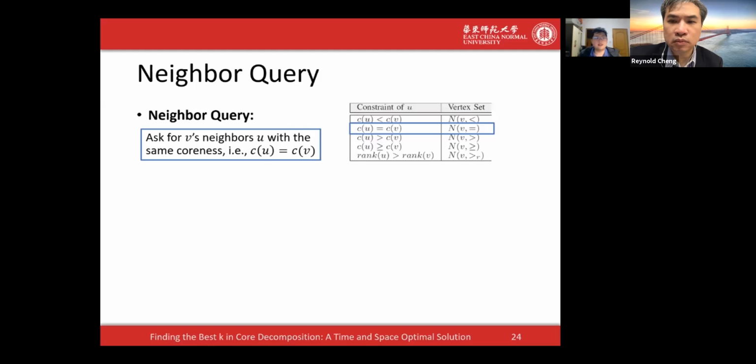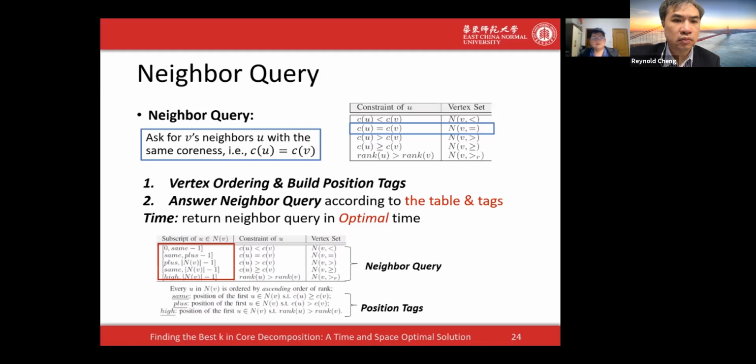Neighbor query is like this. We ask for neighbors u with the same coreness. That means the neighbor constraint is c(u) equals c(v). We can answer neighbor query like this. We first do vertex ordering and build some position tags by scanning the ordered neighbors, and then we can answer the neighbor query according to the table and tags. We can return the neighbor query in optimal time.